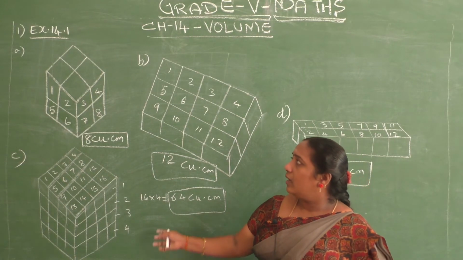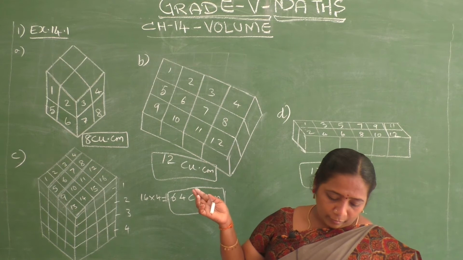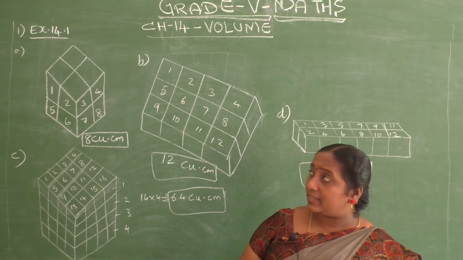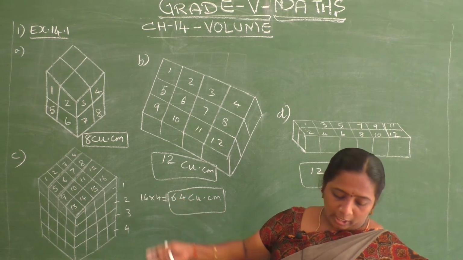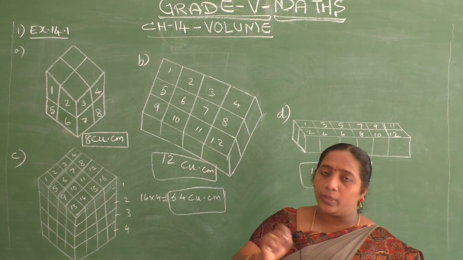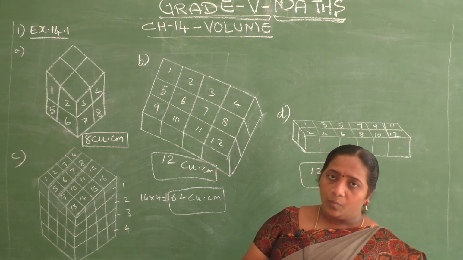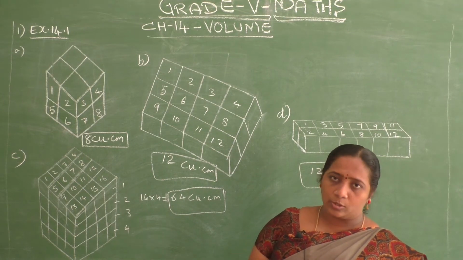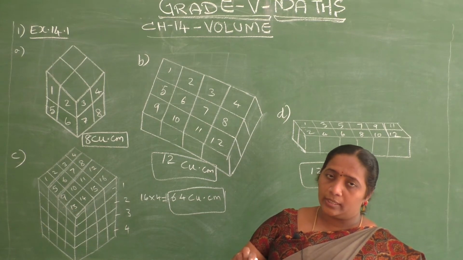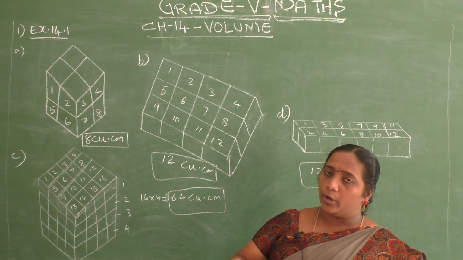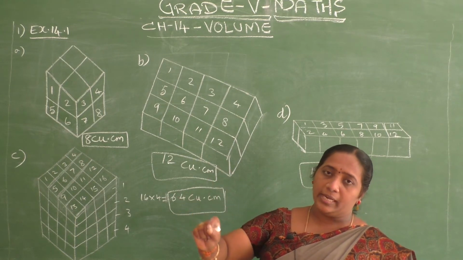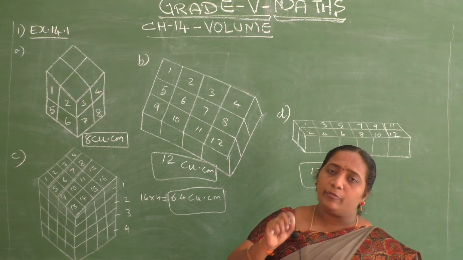Then another thing, this 14.1, no need to write in your class notes, that first Roman. Because they gave the space in your textbook itself. Just count and write the answer in your book. No need to write in your class notes. But whenever you are opening the class note, that means from which Roman we are going to write in our class note, you have to write the heading: chapter 14 volume, exercise number 14.1.